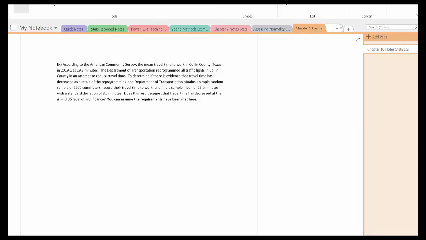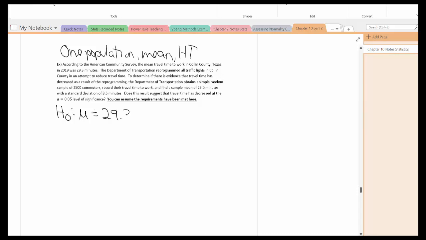So first of all, what do we have? We have one population with a mean. It's asking for hypothesis testing. Now, you can assume the requirements have been met here. I don't need to write out all of the conditions. So now let's go straight to the null and alternative hypothesis. Well, the null would be this. Now, the alternative, look for key words. Here at this stage, we're talking about decreasing. So here, this would be my alternative hypothesis. Again, don't forget unit of measurements.